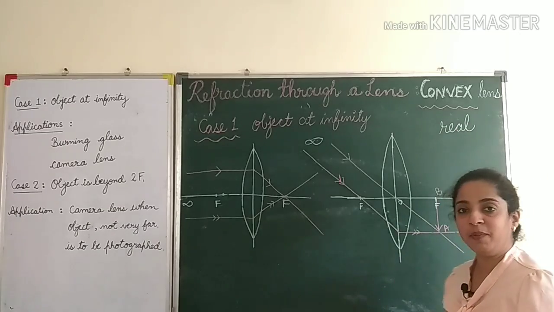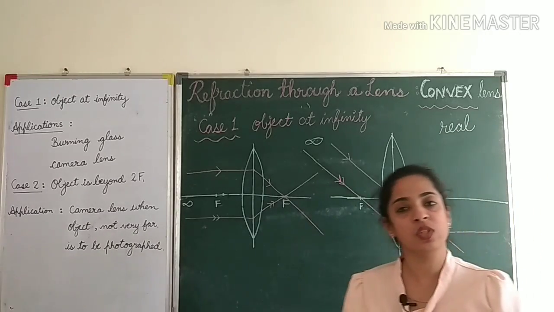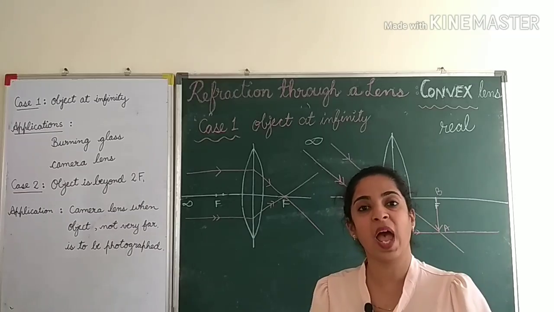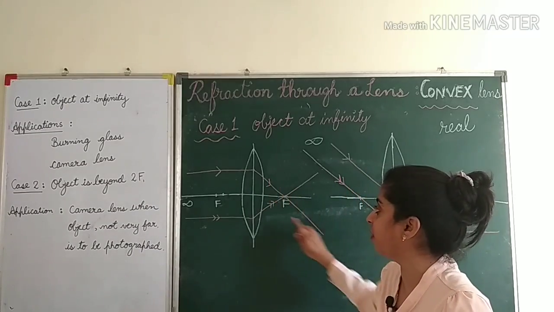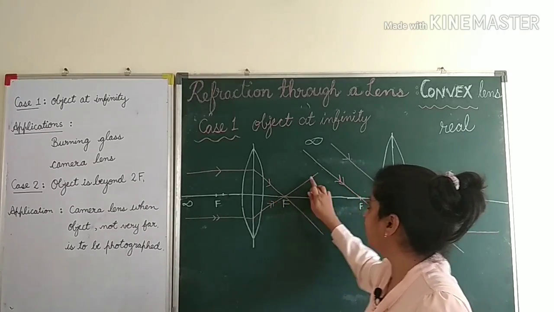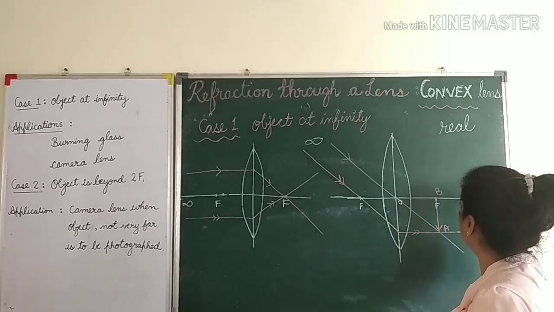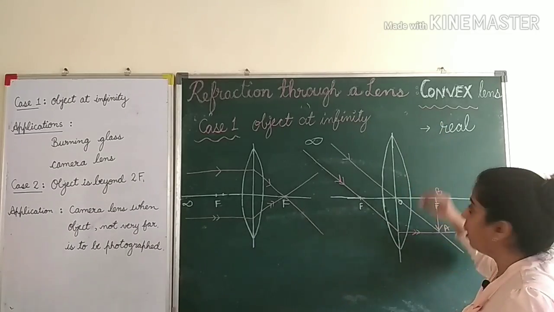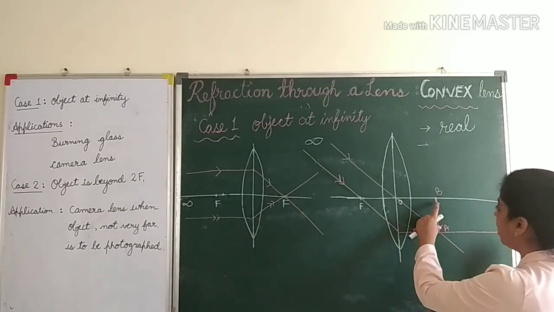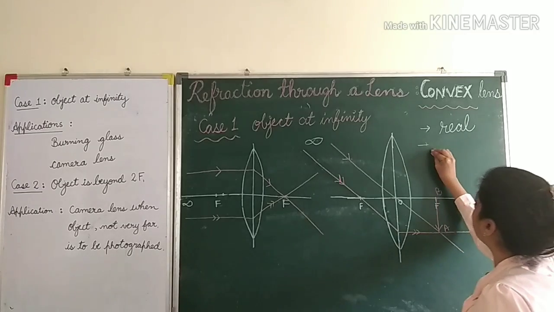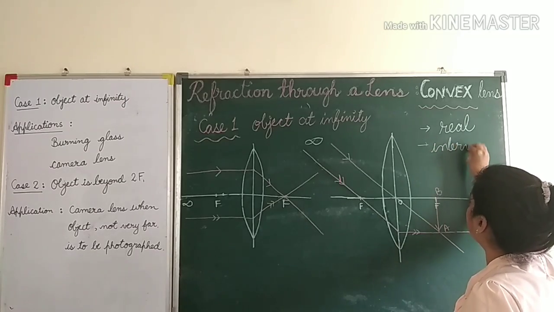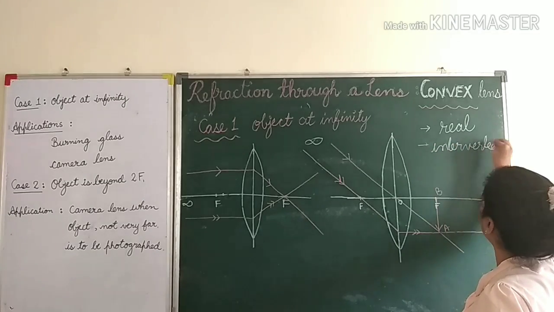The image formed is real. What do you mean by real images? Real images are those images which are formed by actual intersection of the reflecting lines. So here both the reflecting lines are actually intersecting. So it is a real image. Always see, it is an inverted image.